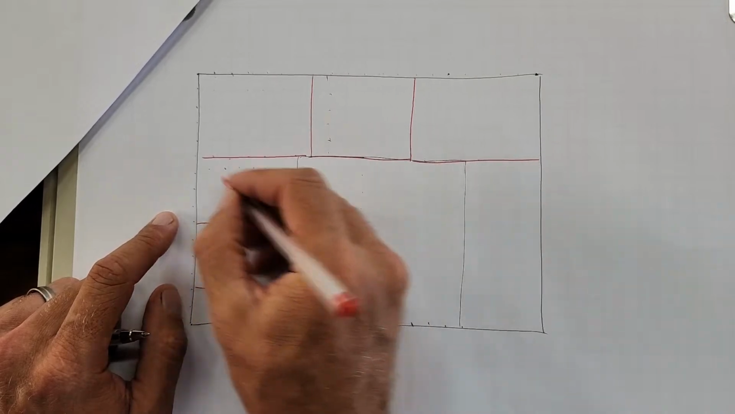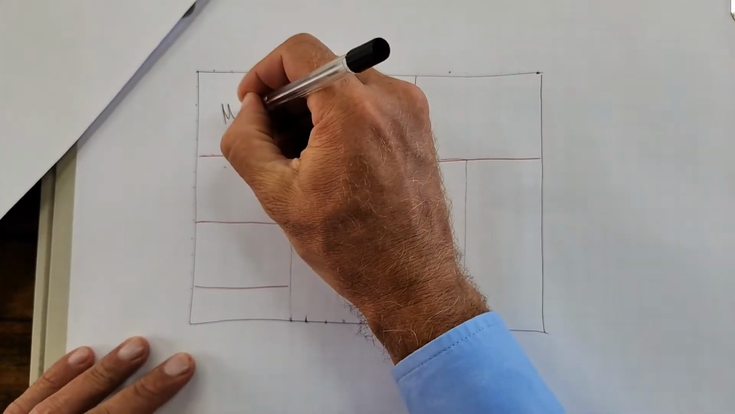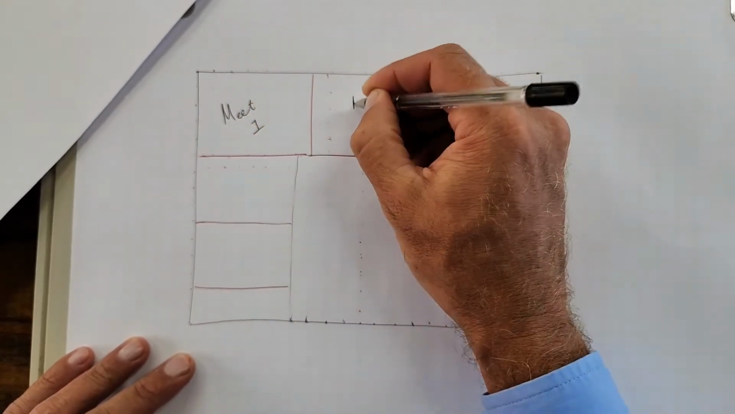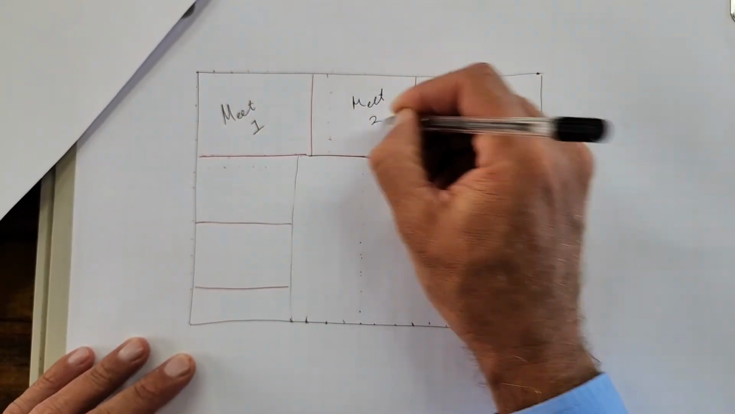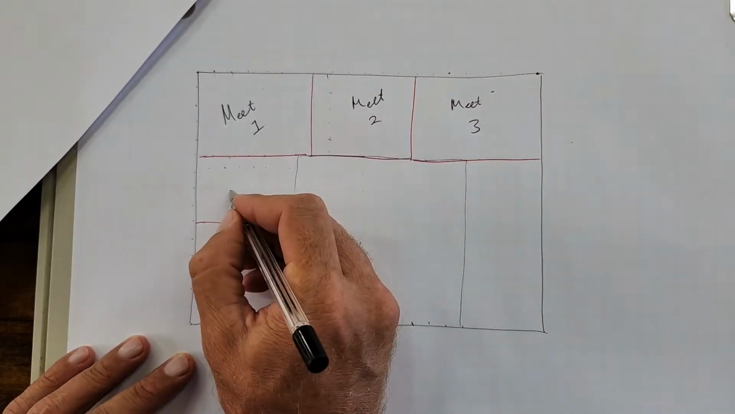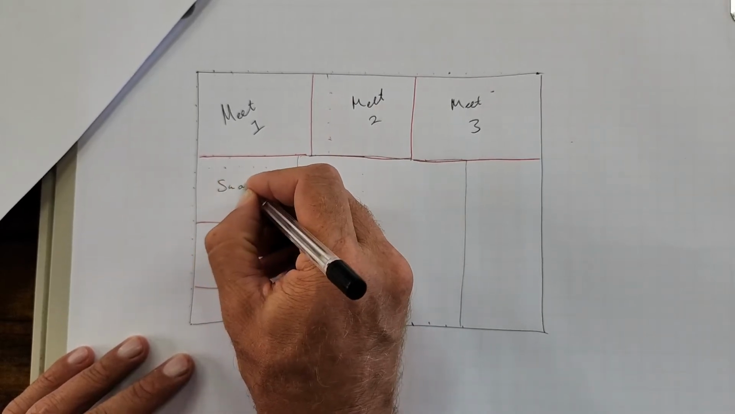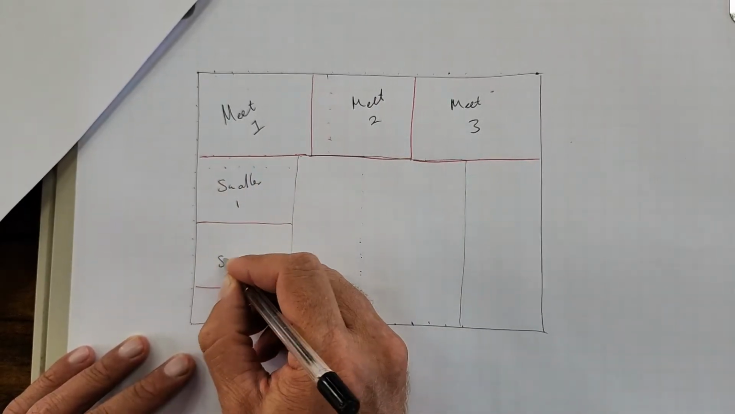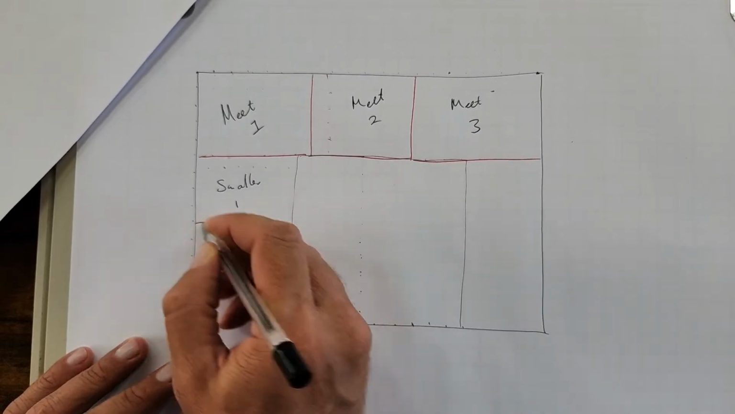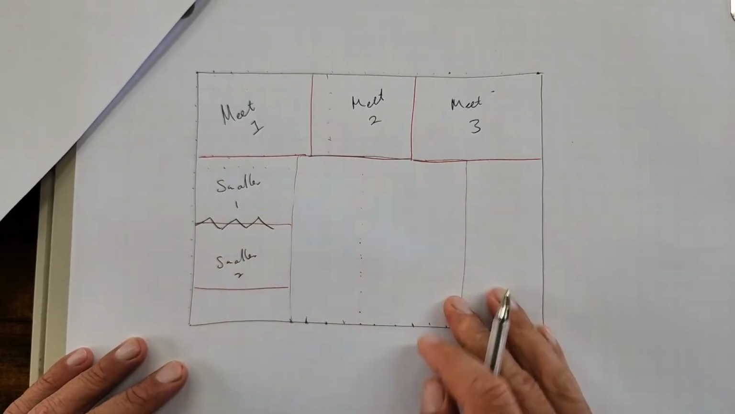Okay, so let's say these are the bigger ones. Let's say meeting rooms. Let's say meeting room 1, meeting room 2, meeting room 3. Then these are the smaller gathering rooms. Just write smaller 1, smaller 2, and we'll have our stacking door eventually here. Okay, so we're just planning this.